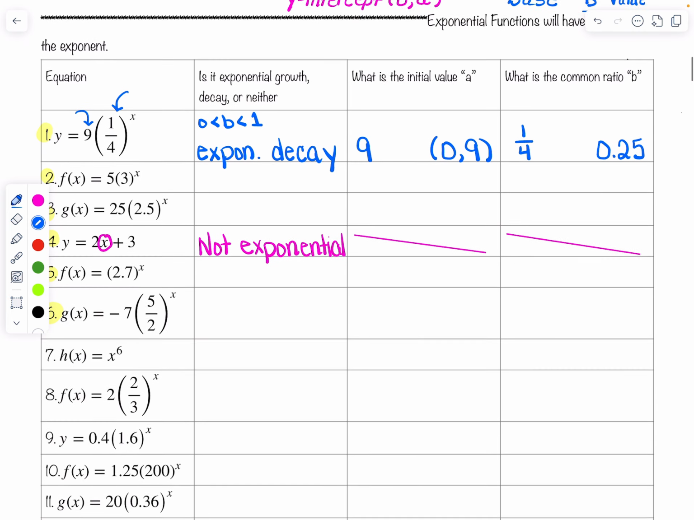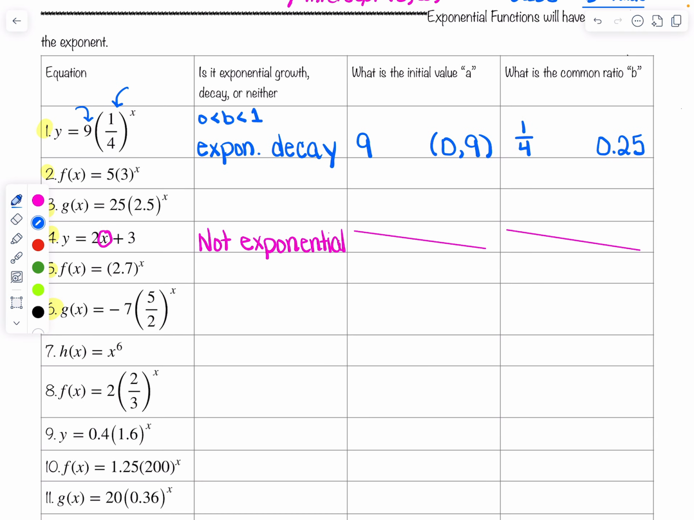Now, on number 2, what is the a value? The a value is 5. This is also the y-intercept, so it's (0, 5). What is our b value? B is 3. Not a fraction, so I don't have to worry about that. Now, when I look at 3 for the b value, b is greater than 1. So this one here is exponential growth. Okay? All right, let's look at number 3.